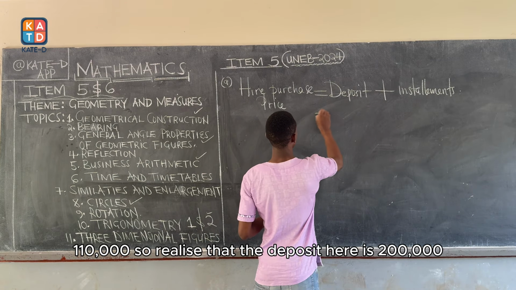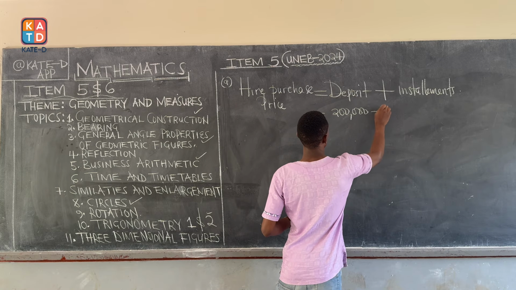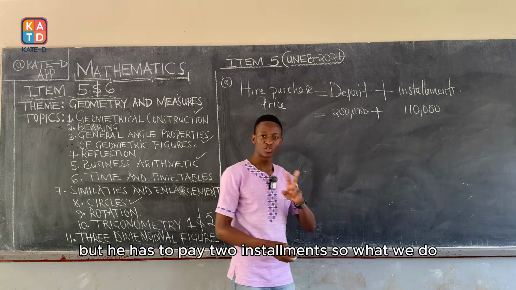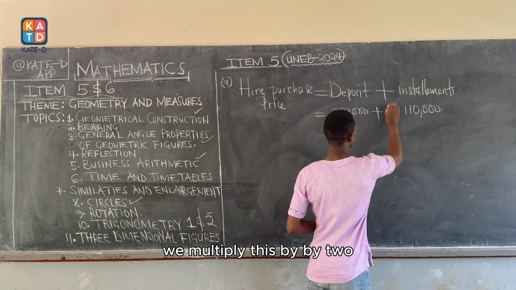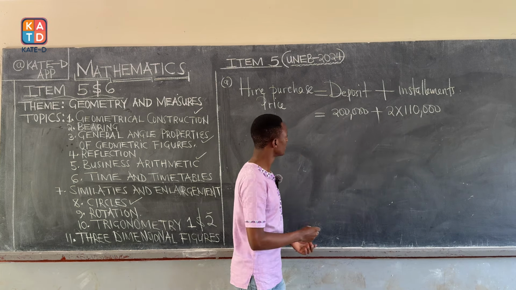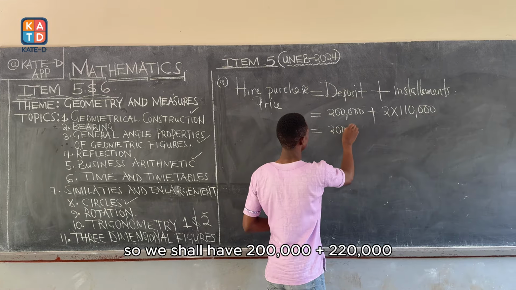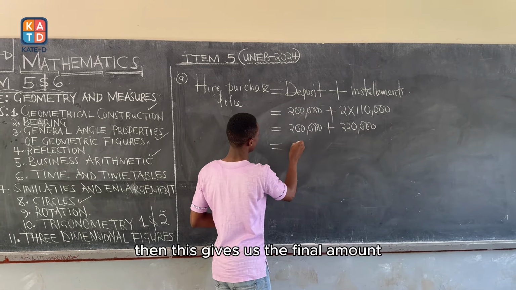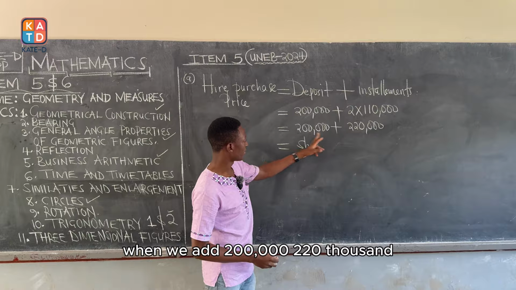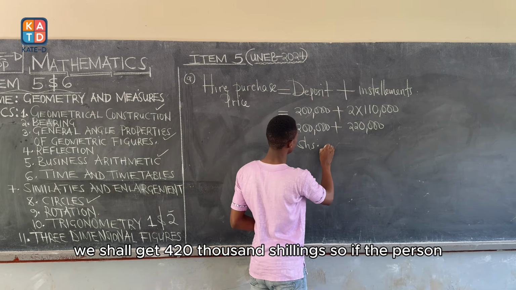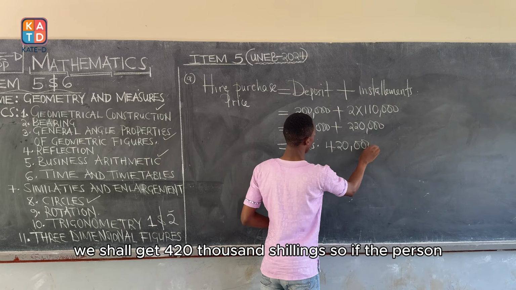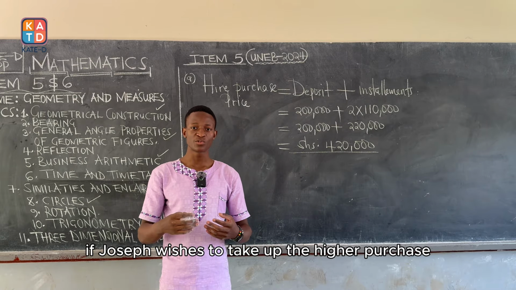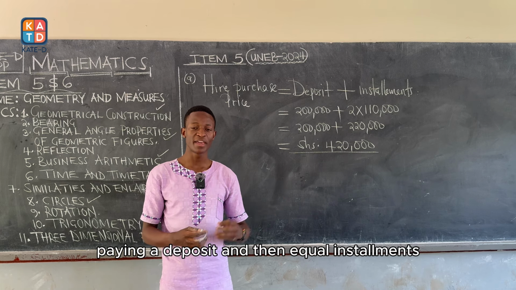So we realize that the deposit here is 200,000 plus installments of 110,000, but he has to pay 2 installments. So what we do, we multiply this by 2. So in actual sense, we shall have 200,000 plus 220,000. Then this gives us the final amount. When we add 200,000 to 220,000, we shall get 420,000 shillings.